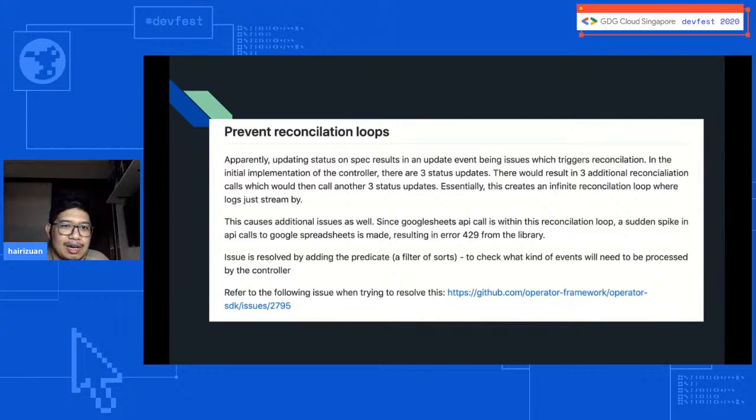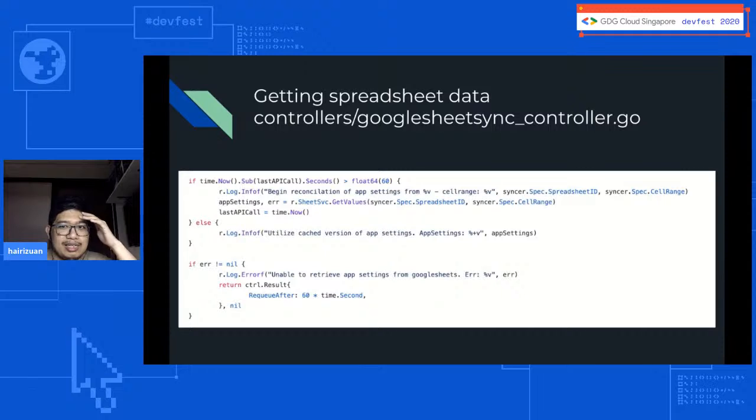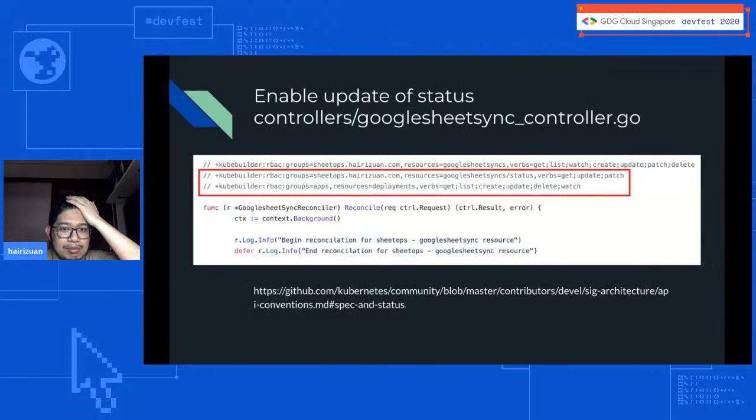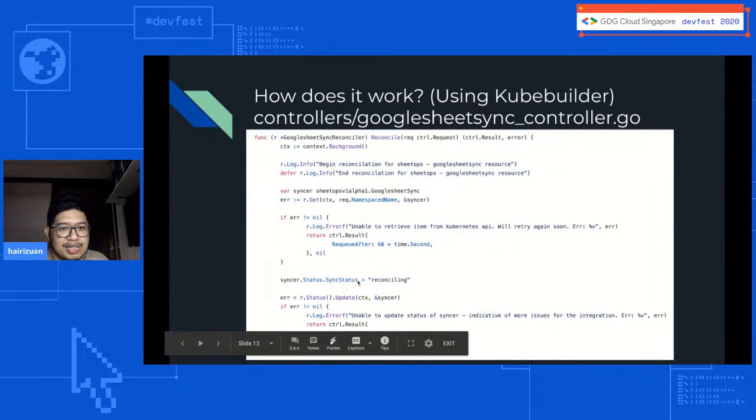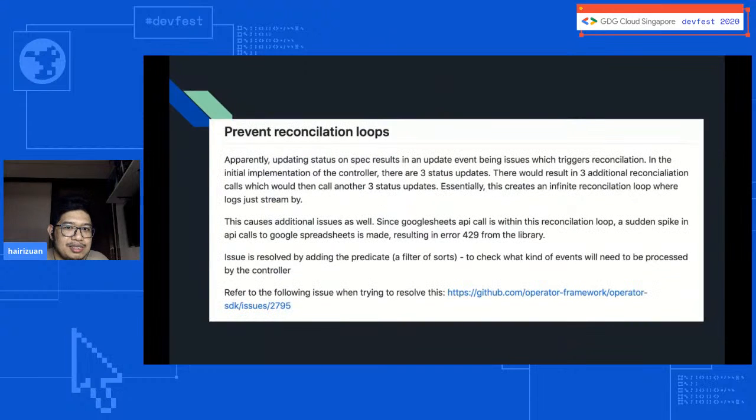So by default, when you are updating a status, Kubernetes counts that as an update to the resource. Because there's an update to a resource, Kubernetes says, hey, there's an update to the resource, I need you to reconcile this. So by default, if you look back here, I have an update status here to say reconcile complete. I have another update status somewhere at the beginning, over here, a sync status update to reconcile the thing. And I think there's one more in the code to say there's an error or something. So those three are counted as 3 status updates.